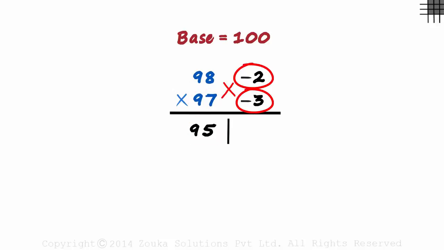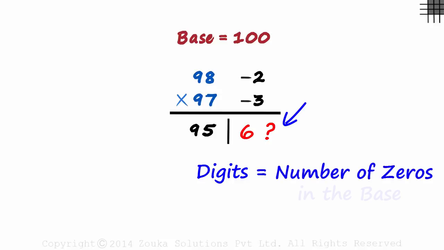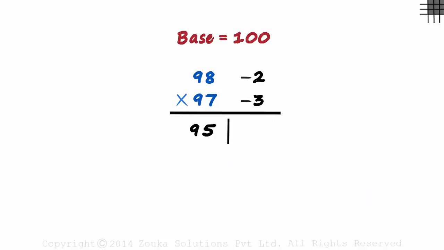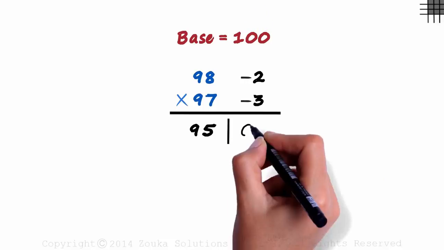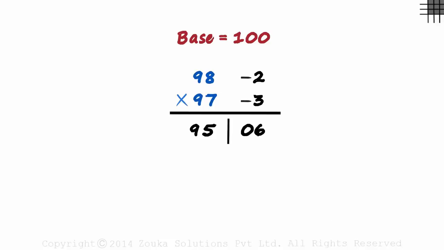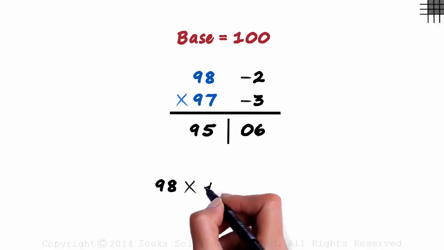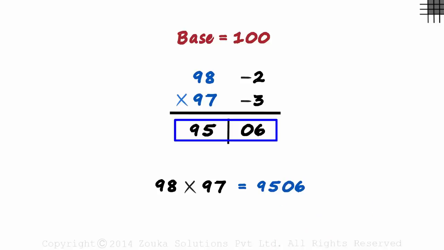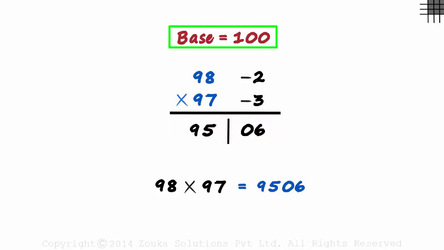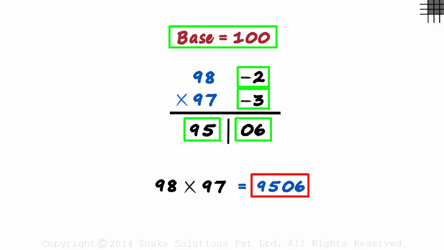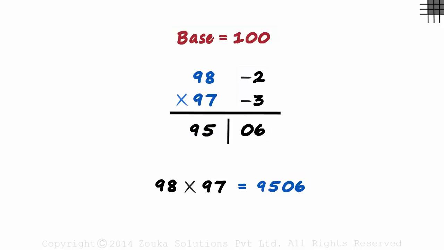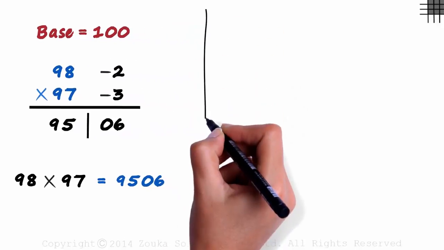And minus 2 times minus 3 is 6. So should we write a 6 here? Don't forget, the number of digits on the right will be equal to the number of zeros in the base. As there are 2 zeros in 100, there will be 2 digits here. 6 will be written as 06. There's your answer. 98 times 97 is 9506. Find the base, find the deviation, find the sum and find the product and we get the answer in a few seconds. Okay, let's try solving a problem with slightly bigger numbers.